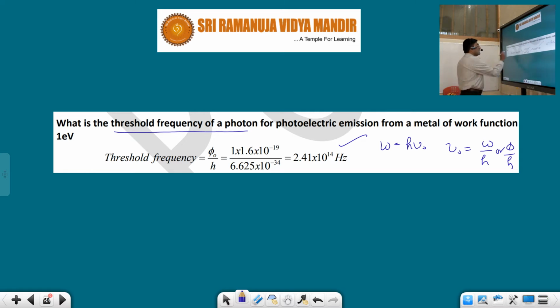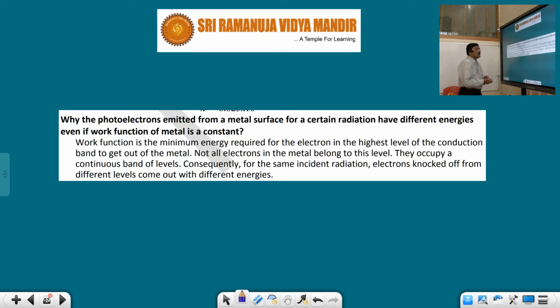But one thing, if electron volt is given, convert the electron volt into joules. Why? Because here you get joules, and here h is in joule second. So joules get cancelled. Answer will be in Hz. Second inverse is nothing but Hz. Now let us see. Already this you know very well.